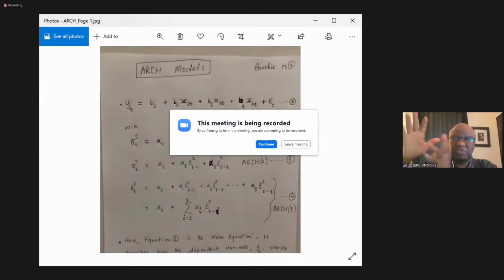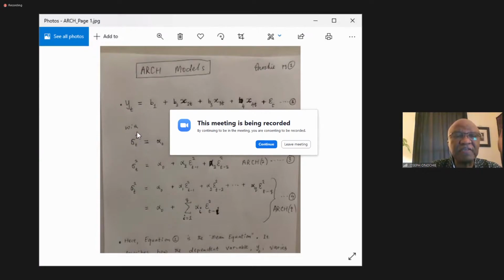In this class, we don't typically talk about stochastic volatility. We talk about ARCH models. Okay. But what exactly do we mean by an ARCH model? So this is an ARCH(1). This equation 2 here is an ARCH(1). What is an ARCH model?